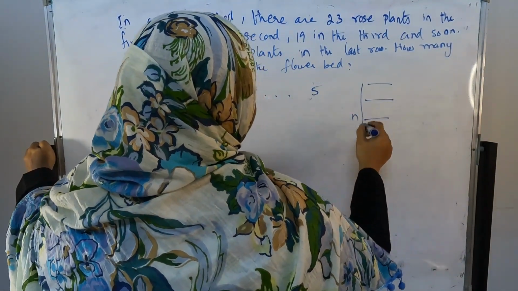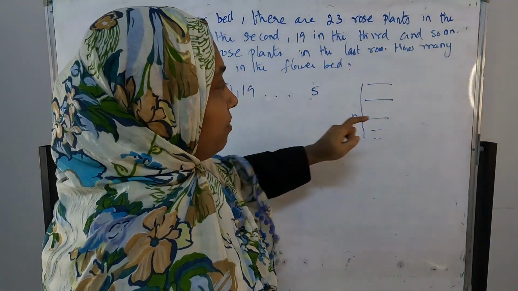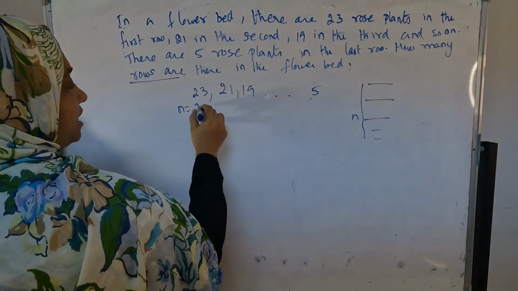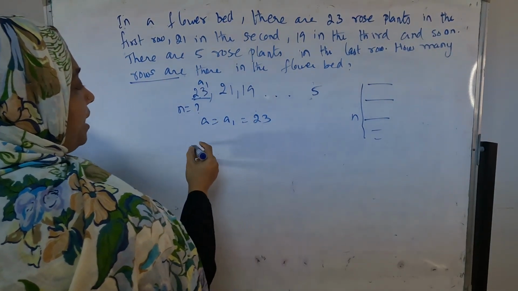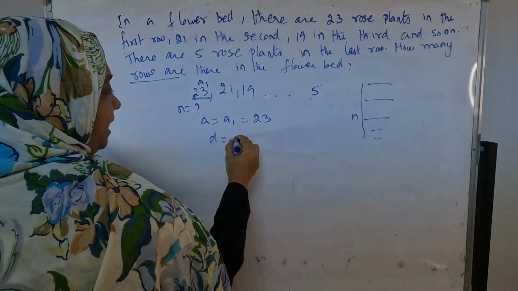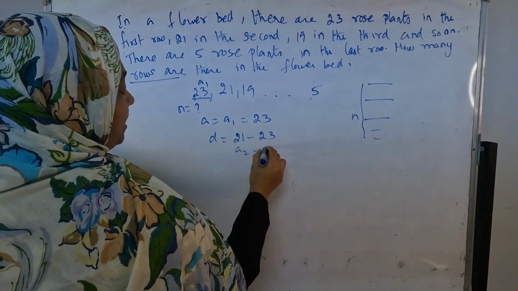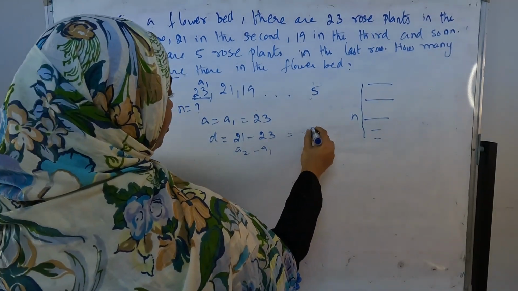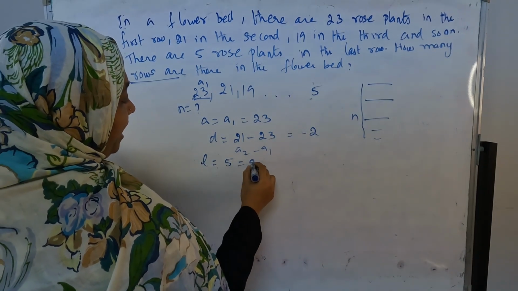So they are asking for n. How many rows are there means the number of rows, that is n, we have to find. a is the first term, a1, that is 23. And the common difference is the second term minus the first term, that means d = a2 minus a1. When we subtract, what will come? It will be minus 2. And what is the last term? The last term is 5, l, that is an.